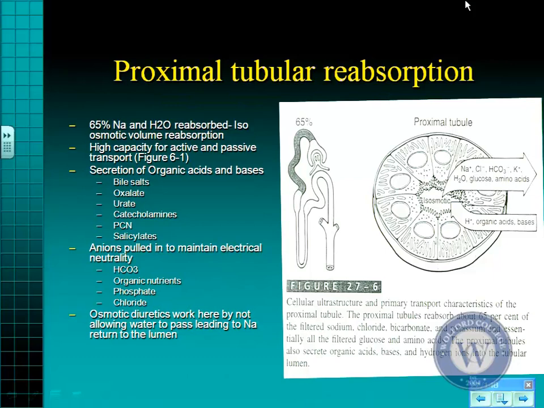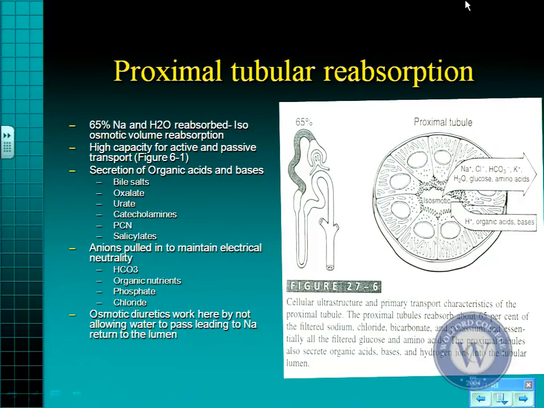Let's look at the different components. The proximal tubular reabsorption is where 65% of sodium and water is reabsorbed, and these two are what's called an isoosmotic volume reabsorption. So if you have to say the number of boxes, it'll be 65 boxes of sodium and 65 boxes of water. It has a very high capacity for active and passive transport in this system.